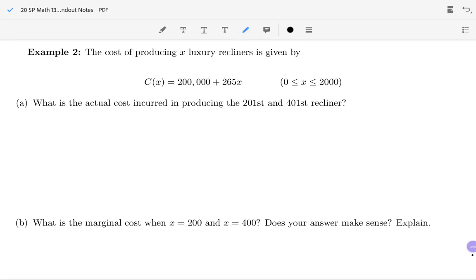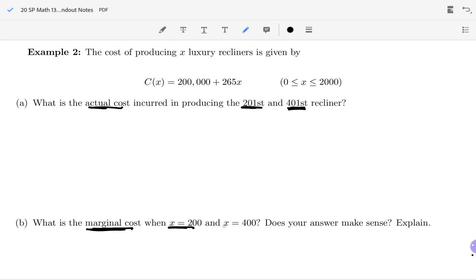Let's put together some of the formulas that we just learned. This one, we have the cost of producing X luxury recliners is given by C of X equals 200,000 plus 265X. First formula we're going to practice is actual cost. We're going to find the actual cost of the 201st unit and the 401st recliner, and then we're going to compare that to the marginal cost.